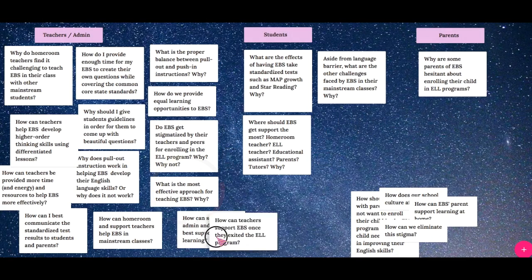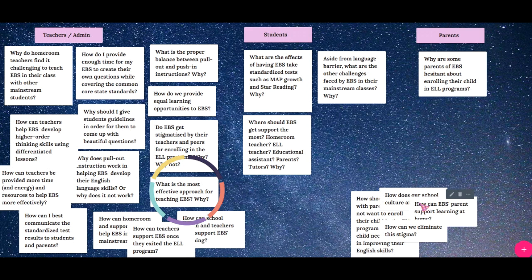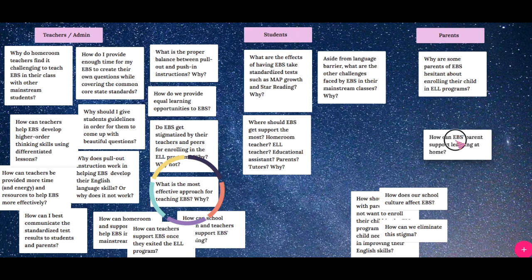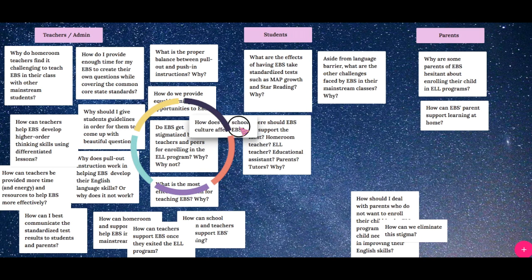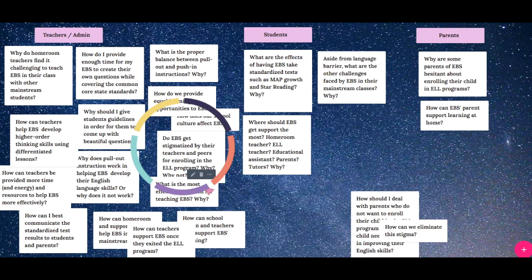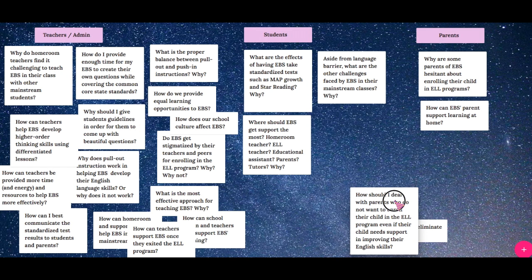For instance, the questions, what is the most effective approach for teaching emergent bilinguals? Why? And do emergent bilinguals get stigmatized by their teachers and peers for enrolling in the ELL program? Why not? Relate to both teachers and me and students.